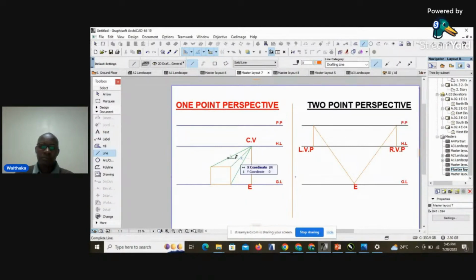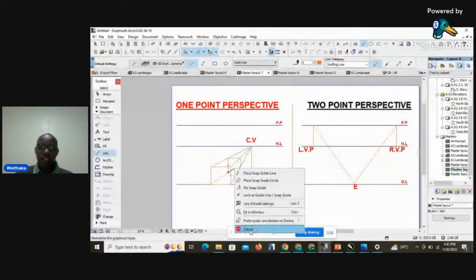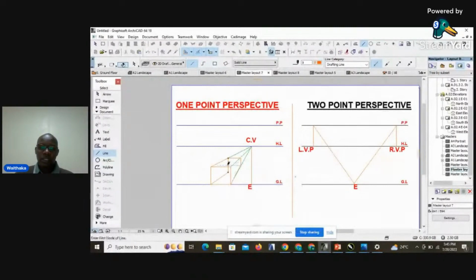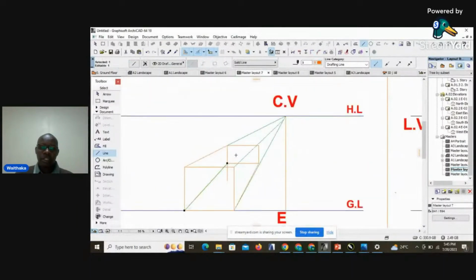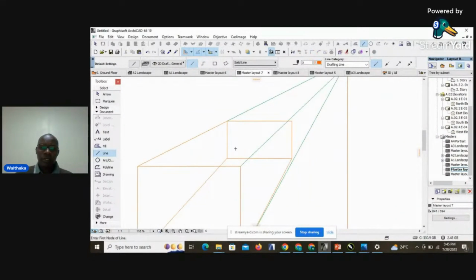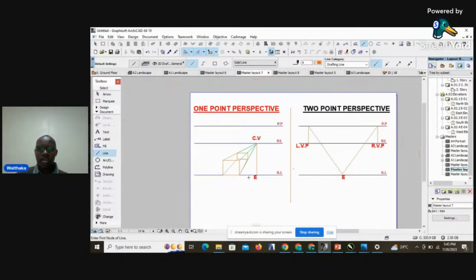This is just a sketch. I'm just sketching how we generally see a 1-point perspective. So this is just a demonstration of how a 1-point perspective would look like. Of course, we have the inner lines. Definitely this should come there, and this should come there. Remember, this is just a sketch. So we would see it in that manner.